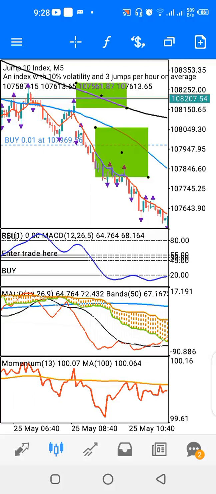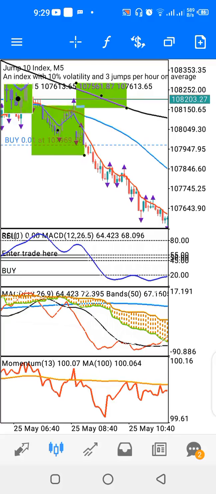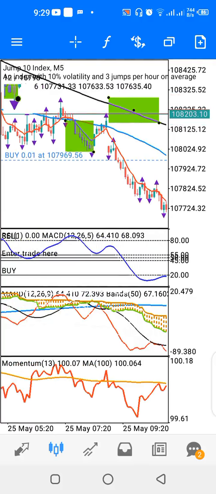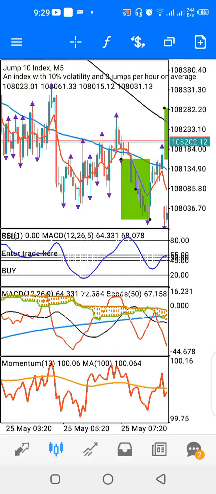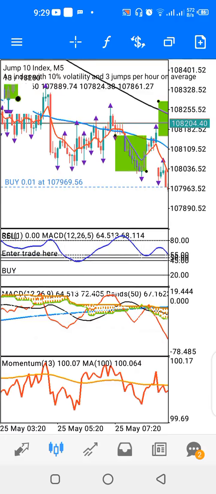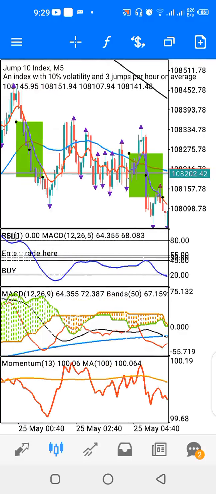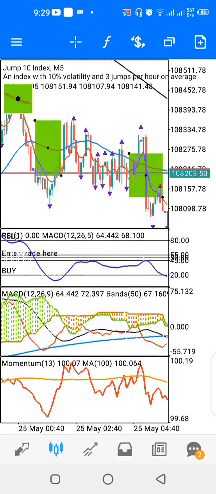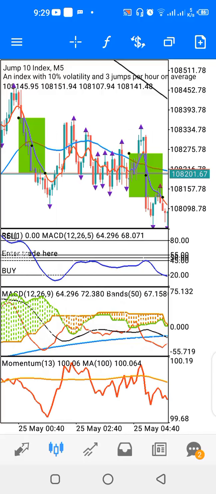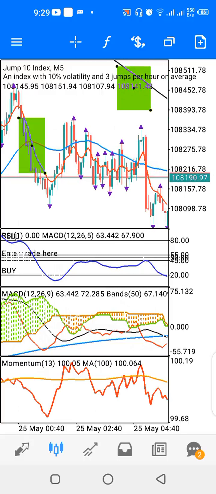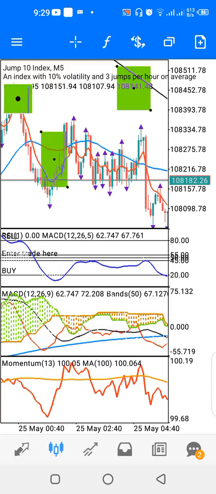Now to place sell trades, I will wait for the moment where the red line crosses down on the blue line. Okay, like this moment we have right here. And my black line is above the two other lines, so I'm good to sell. I'm going to place a sell trade.